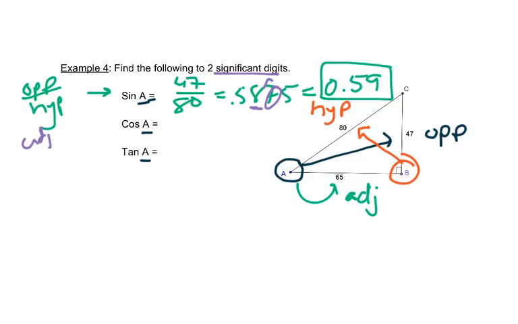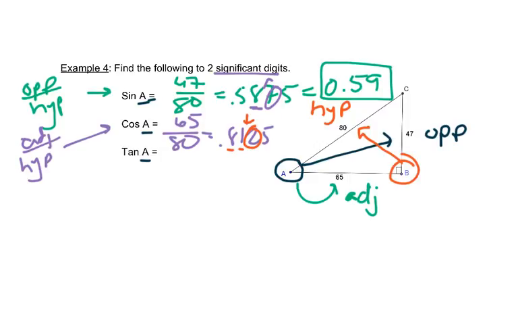Cosine is adjacent over hypotenuse. Adjacent is 65. The hypotenuse is 80. So we do 65 divided by 80. I get 0.8125. Two significant digits would be right here. The 2 tells us to stay the same, so I'd have 0.81.